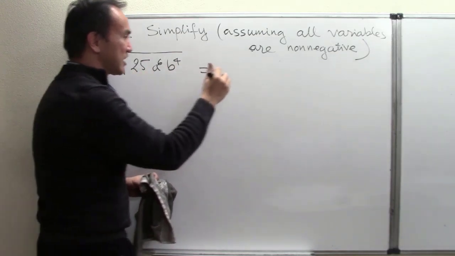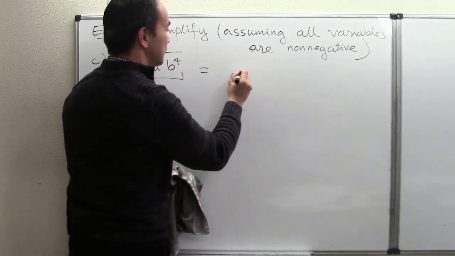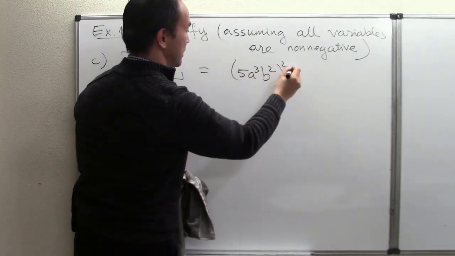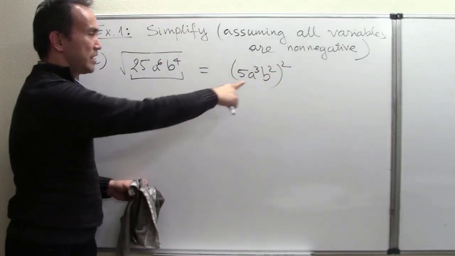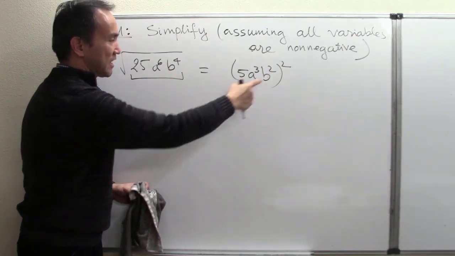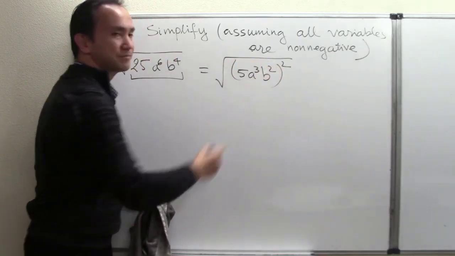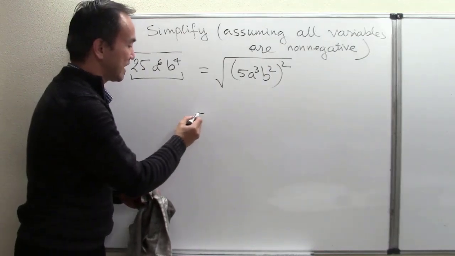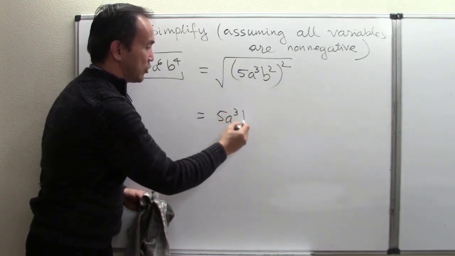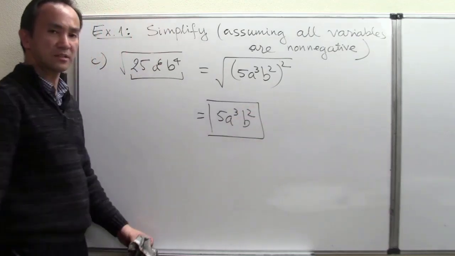So now, after you've seen some experience and maybe also checked out my optional explanation I delivered earlier, I'm saying that 25a to the 6b to the 4th is 5a cubed b squared, all squared. So now I have just expressed 25a to the 6b to the 4th as a perfect square. And now the problem says we take the square root. So after taking the square root of a perfect square, the answer will come out as simply 5a cubed b squared. And that is going to be our final answer.